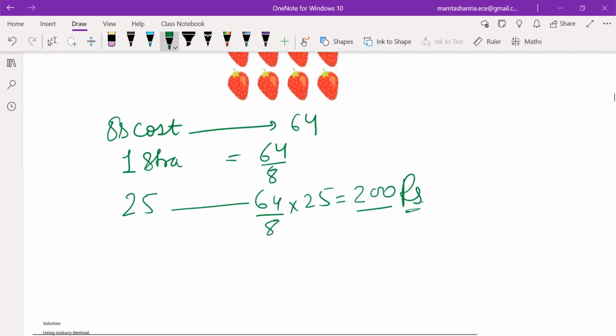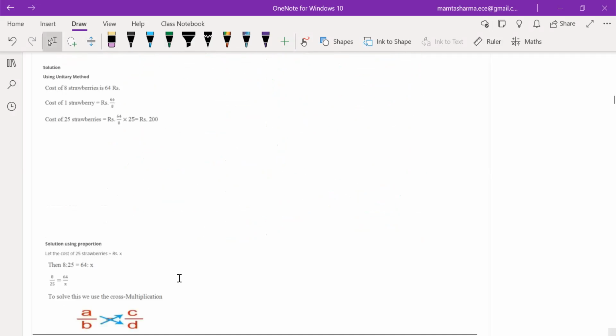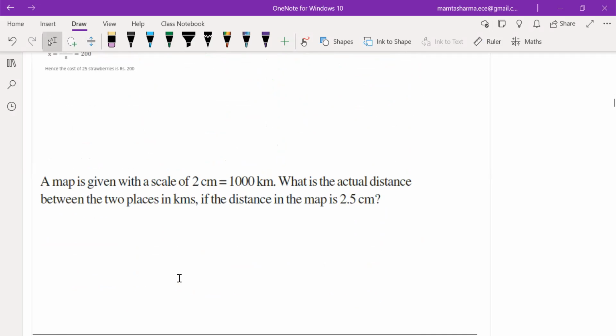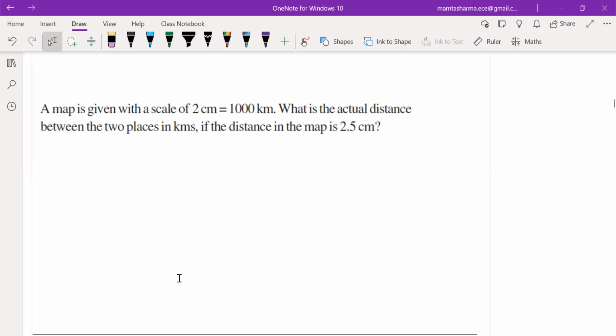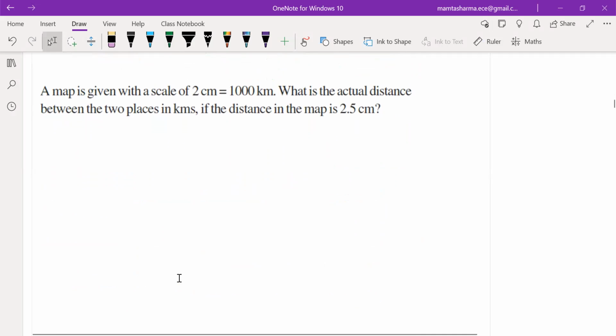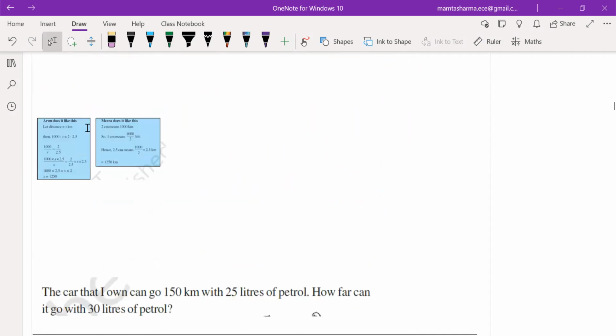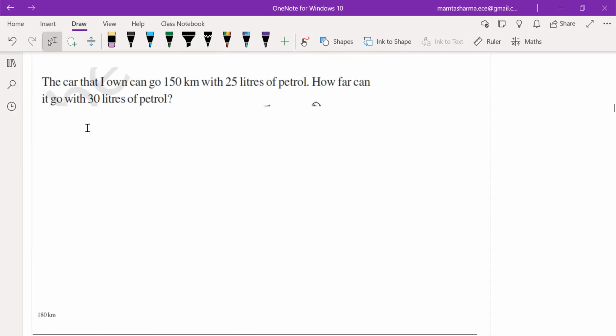Okay, let's move forward. I think they are easy. Please, everyone has to try. Everyone try with me. Nobody will skip the answer. This also can be done by the unitary method. Now do this one.